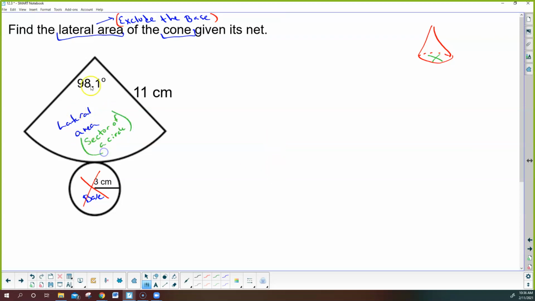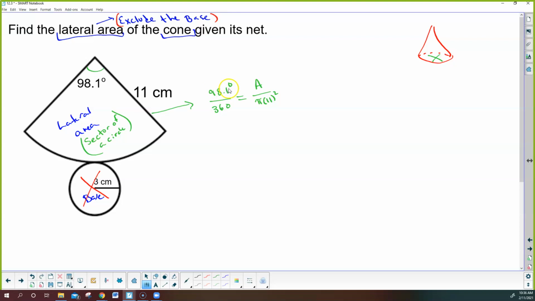So if I gave you this problem back in Unit 10, Chapter 10, we just need to find the area of the sector. And we know that a sector is going to be its central angle. So this is 98.1 degrees out of 360 has to equal the area of the sector over the area of, if this was a full circle, so it'd be pi times 11 squared. Okay, so hopefully you remember doing that from chapter 10.